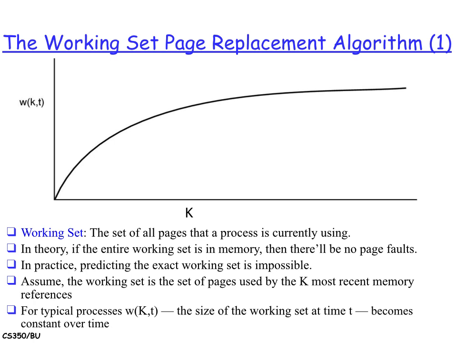So the graph here shows k, which is the number of memory accesses, and w(k,t), the working set of a process at time t. As you increase the number of memory accesses k, over time you would find that at a certain value of k, the working set w(k,t) would saturate. Most programs would represent this behavior.